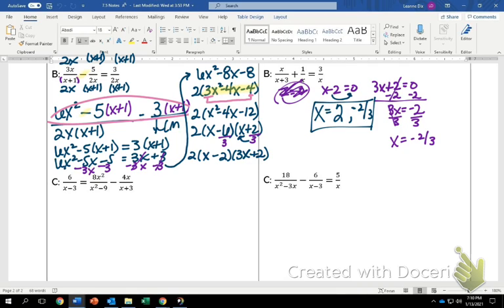And again, none of these are extraneous. You would have to plug it back in, but they don't cause any sort of issues.